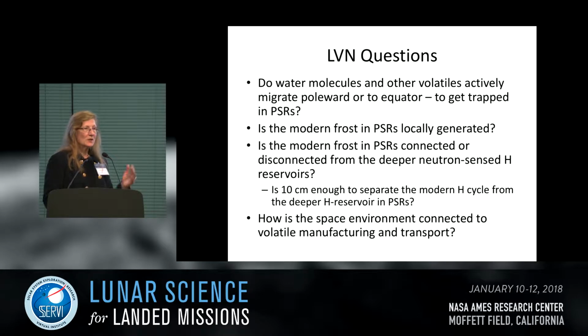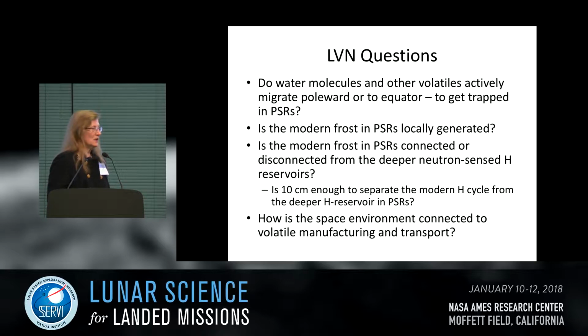Is the modern frost locally generated? And if so, is it connected with the deep reservoir, or are these two reservoirs completely separate? Is 10 centimeters enough to separate the modern hydrogen cycle from the deep reservoir? Diffusion theory would suggest that 10 centimeters is enough to completely disconnect the reservoir from the surface. But that is a theoretical result, which I happen to have done.